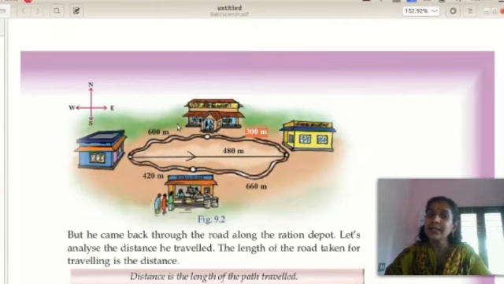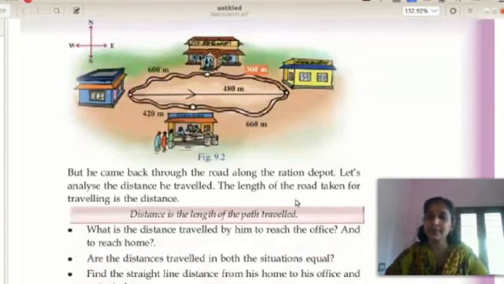This is the path he travelled from his home to the office when he went to the office. But he came back to his home through the road near the ration depot.